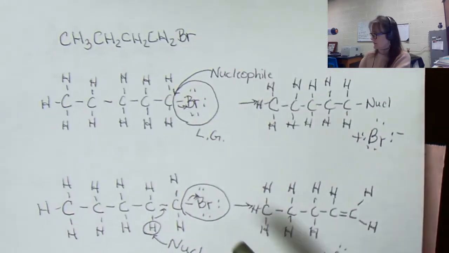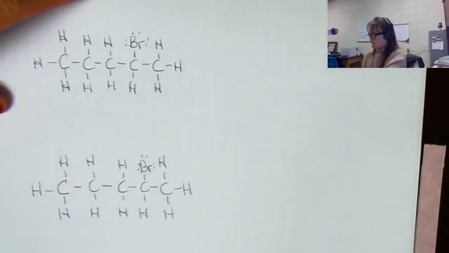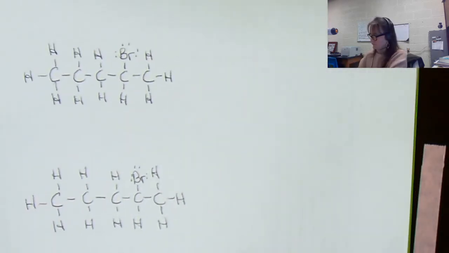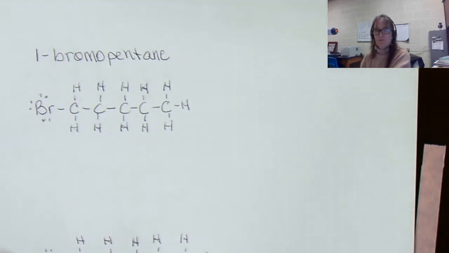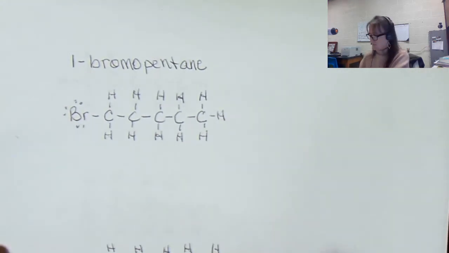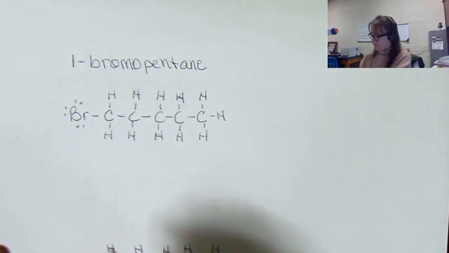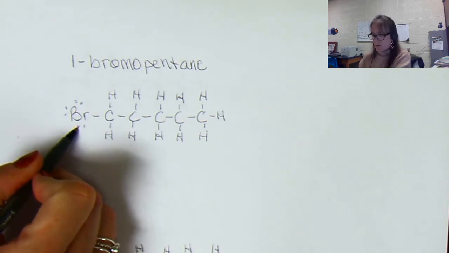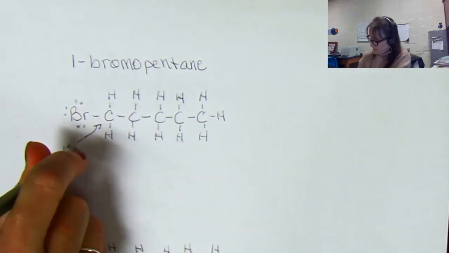So we're going to compare two examples. I'm going to start with the 1-bromopentane, same example as we had. So the three things that are important: the location of the leaving group. This is on a primary carbon.